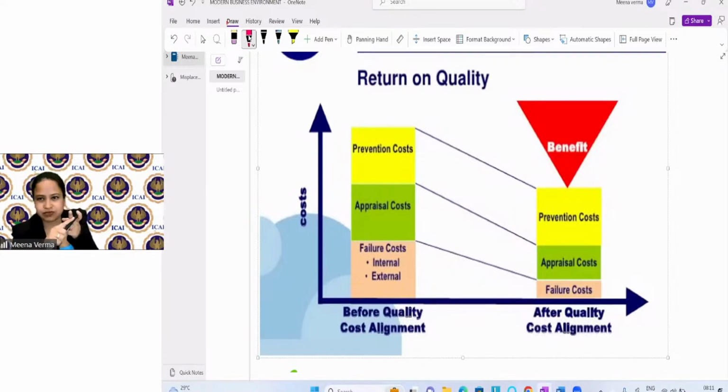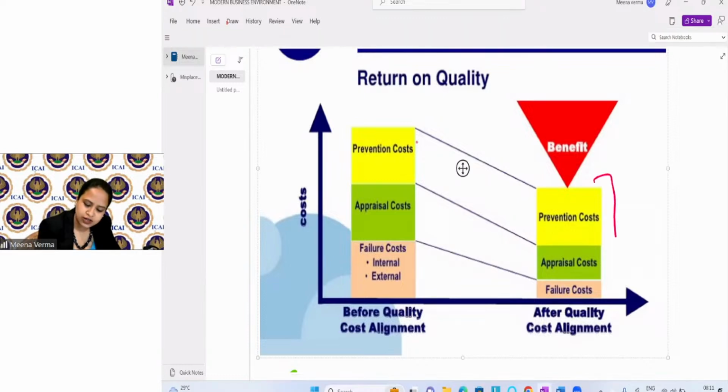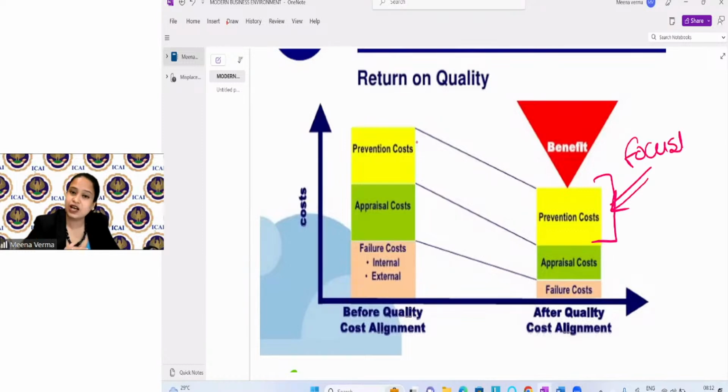So no internal failure cost. There will be no defect, so the defect will not reach the customer, no external failure cost. It all begins with what? Prevention. So when the company has high prevention, when the company is incurring all their cost in prevention, when the company is completely focusing here on prevention, what will happen?